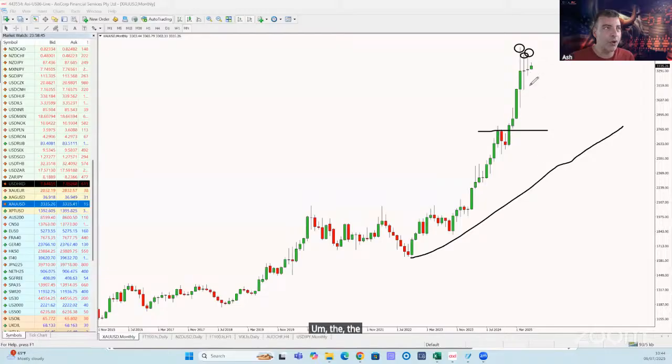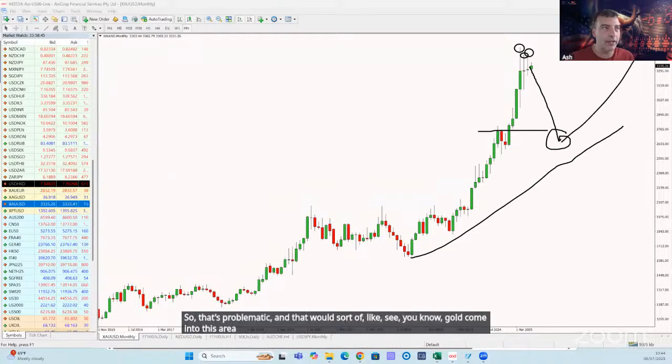The chart and the price has got well off this trend line, so that's problematic. And that would see gold come into this area before taking a bounce. That's problematic.